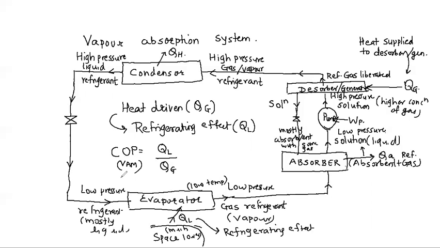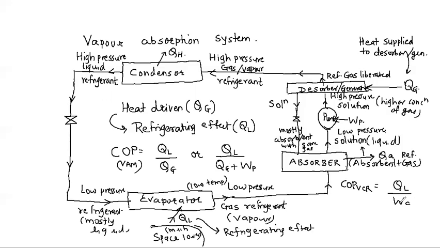Okay. Coefficient of performance of vapor absorption system is QL upon QG, or if you want to also incorporate the pump work, then the refrigerating effect, that is the desired effect, is QL, and the input is not only the heat supplied to the generator, but also some small amount of electricity being supplied via the pump. Okay, so that is a more appropriate expression. But if you compare this with the COP expression of the vapor compression system, it is QL upon compressor work.